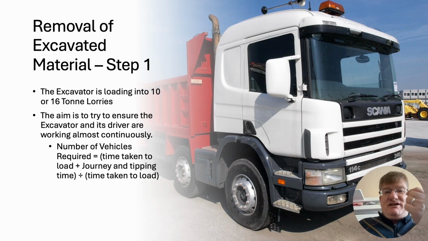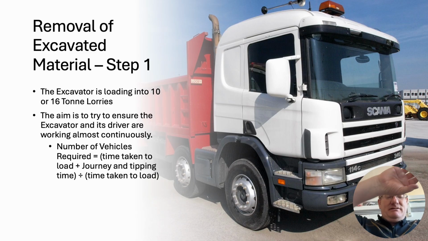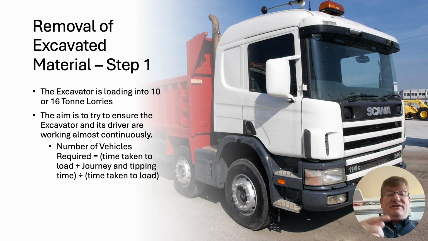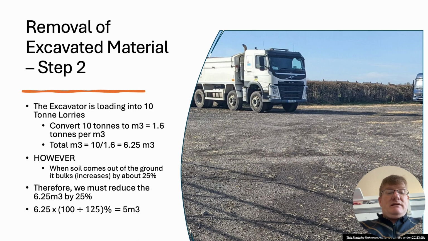We need to be as productive and as lean, to use some manufacturing terminology, as much as we can. Okay, so we basically need to work out how many vehicles we require. There's a formula: time taken to load plus the journey and tipping time. Add those together, think of your BIDMAS, divided by the time taken to load. Okay?